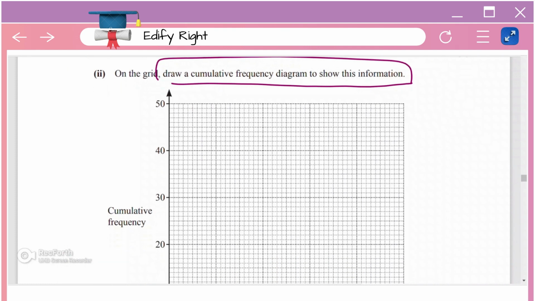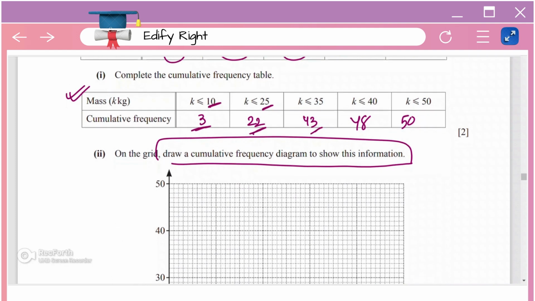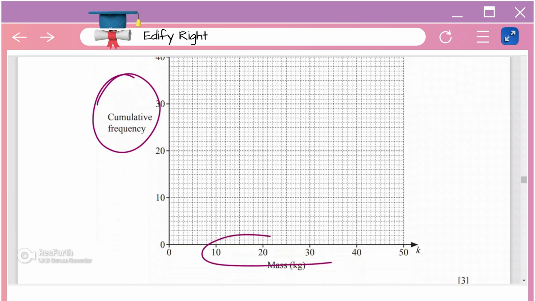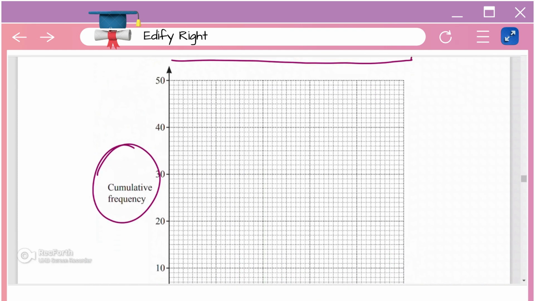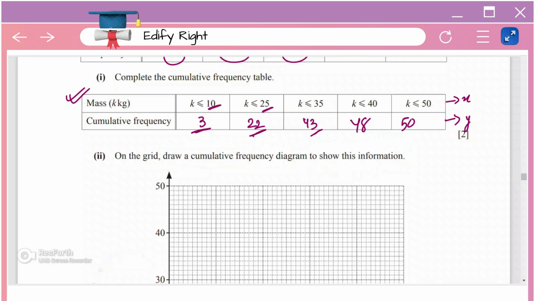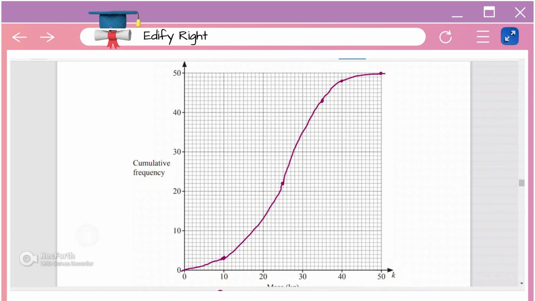So give me a second, I'm just going to plot all these points. So here you have the coordinates, right? So you have 3, 10, 22, 25. You have it the other way around because the y-axis is cumulative frequency and the x-axis is mass, right? So you have this as x coordinates and this box as y coordinates. So it's 10, 3, 25, 22, 35, 43, so on and so forth. So this is what the graph looks like.